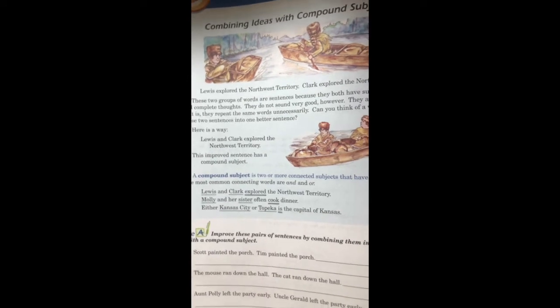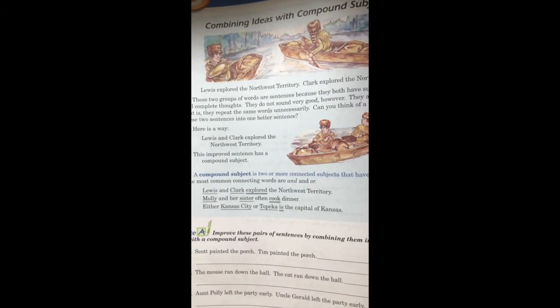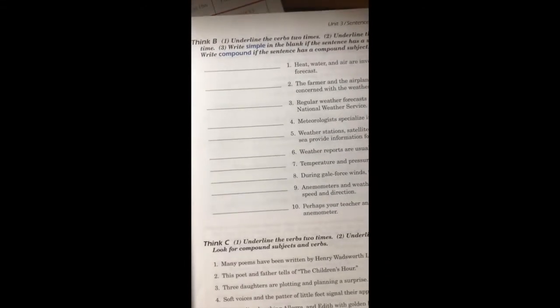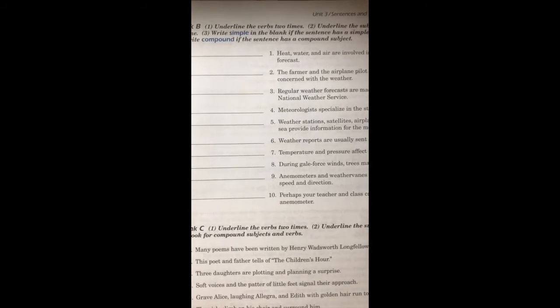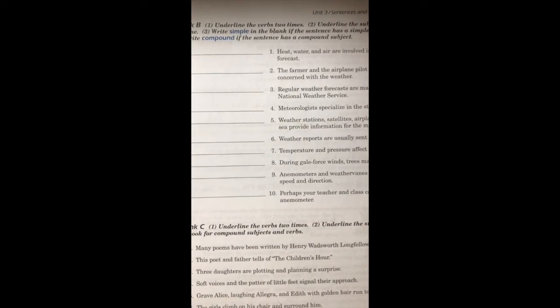So you're going to do the same with these two, simplifying both of those sentences. And then here for Think B, it says to underline the verbs two times. We're very used to doing that, identifying those action words, identifying the state of being verbs. And then you're going to underline the subjects one time. We often do that too. But the third step is something new. So you're going to write simple in the blank if the sentence has a simple subject, or compound if the sentence has a compound subject.